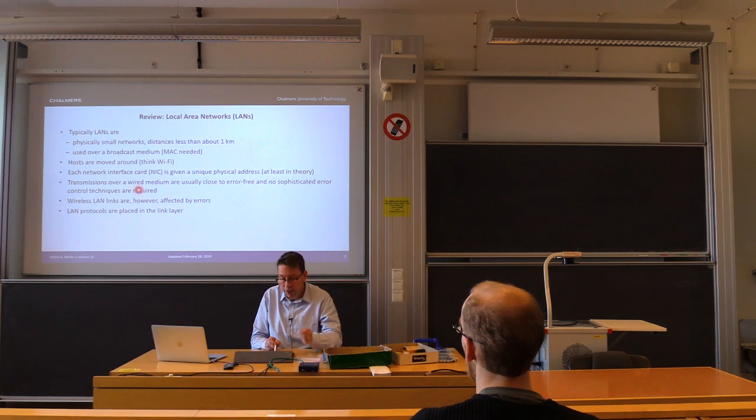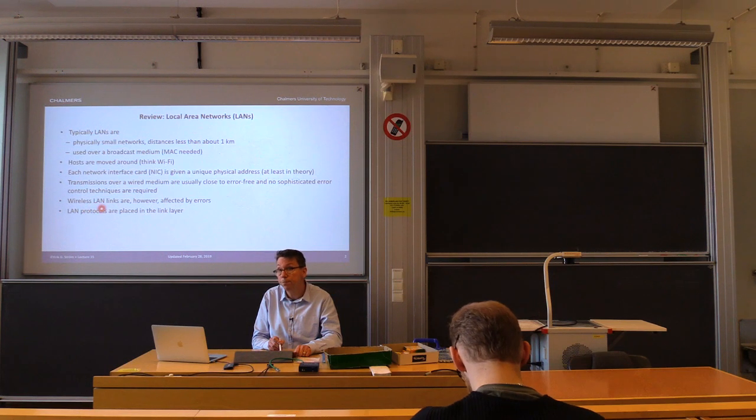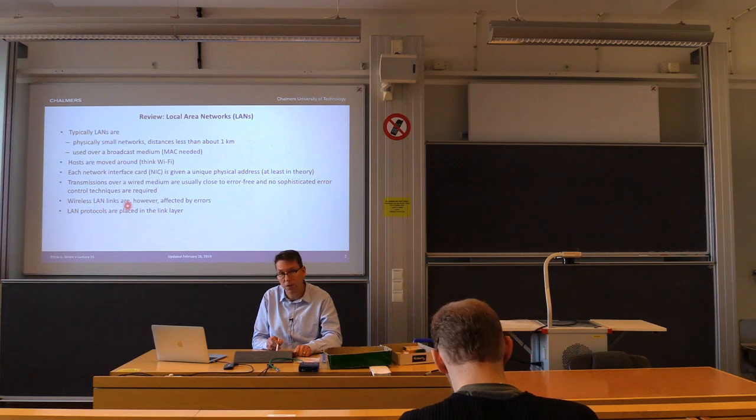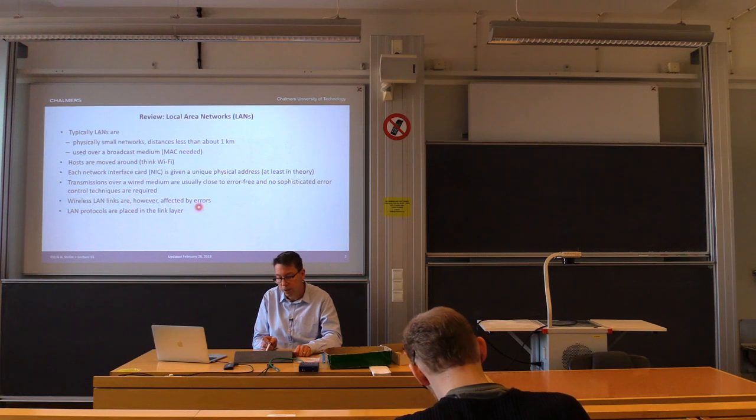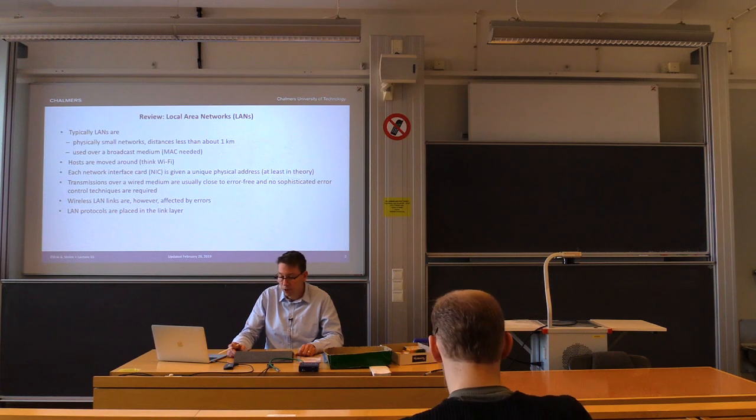Transmission then over a wired medium. If we have a wired LAN, typically these are not so affected by errors. So no sophisticated error control techniques are required typically for these types of connections. However, if we do that over wireless, then it's a completely different matter. Here, there will be a significant amount of errors sometimes, and we need to have mechanisms to handle this. And LAN protocols are placed in the link layer. All right, so that was a little bit of a refresher.